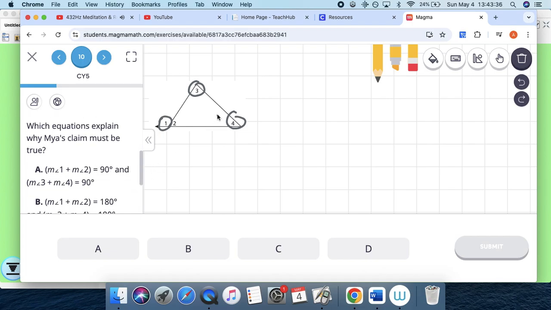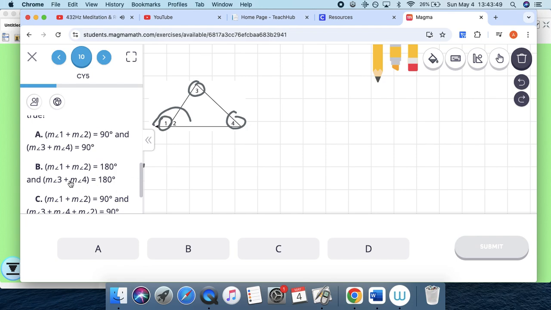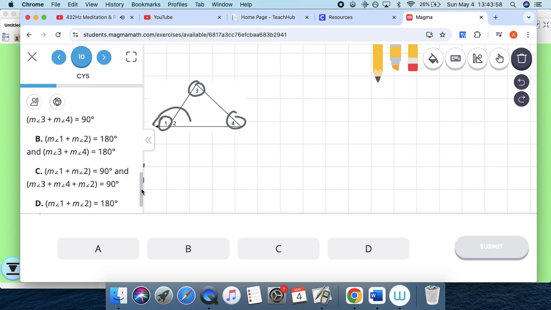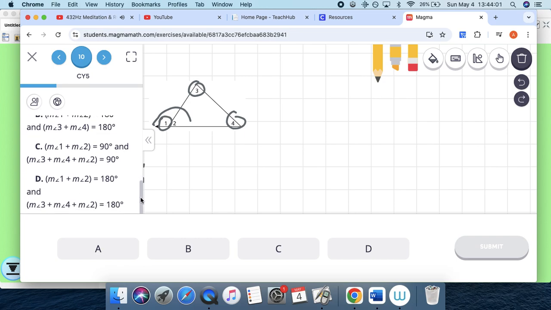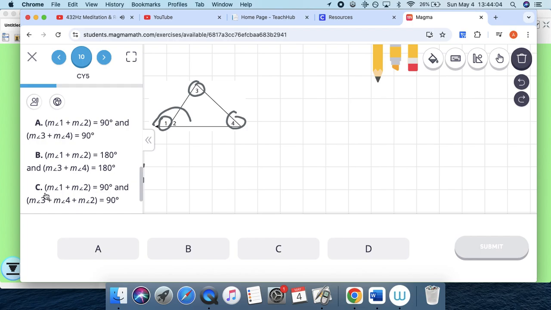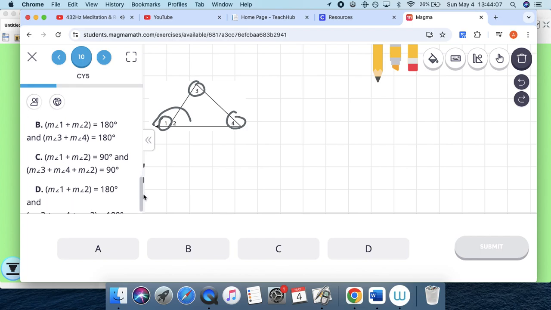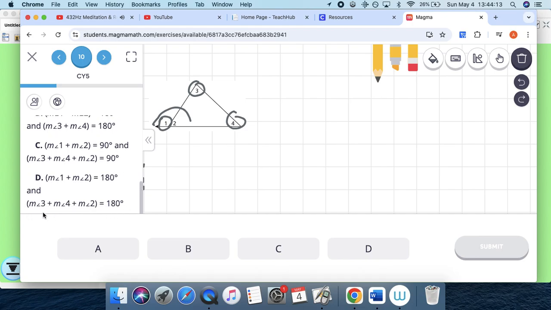Angle 1 plus angle 2 is equal to 90? It is not. Angle 1 plus angle 2 is 180. Remember, this is 180, so A is gone. B, angle 1 plus angle 2 is 180. Good. And then 3 plus 4 equals 180. And that's the only one that's true, because if you look at C, it says angle 1 plus 2 equals 90, so that's garbage. D, angle 1 plus 2 equals 180, and then it says angle 3 plus 4 plus 2 equals 180 as well, which is true. So we actually want D.